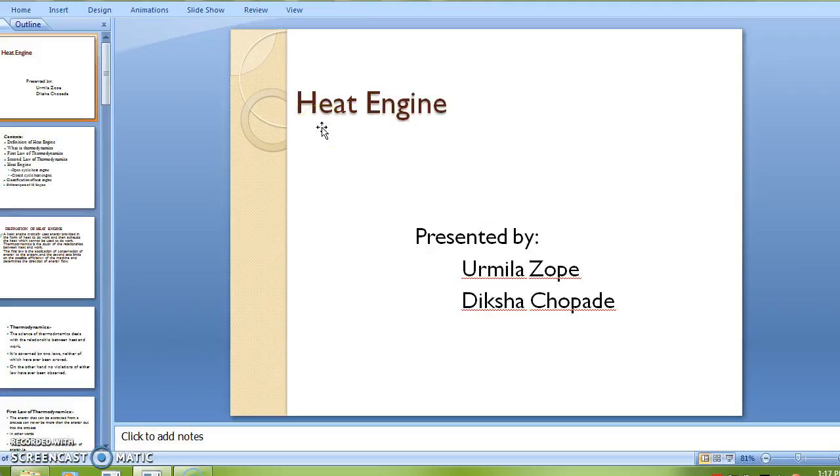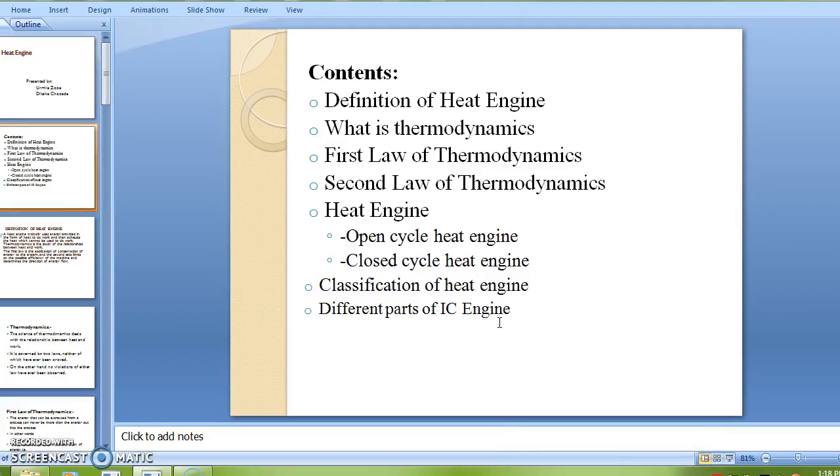The topic is heat engine. Myself, Diksha Chopre, we will see what are the contents of the heat engine. Actually, it is presented by Urmila Zope, who is the team leader, and Diksha Chopre is the team member.